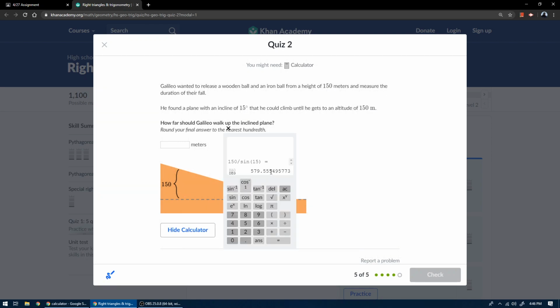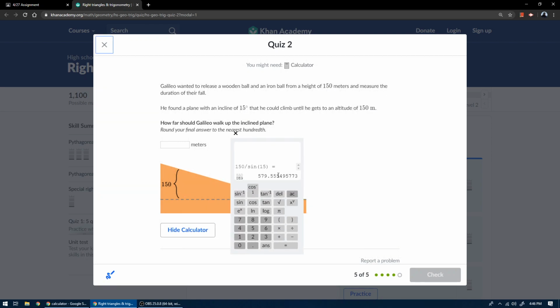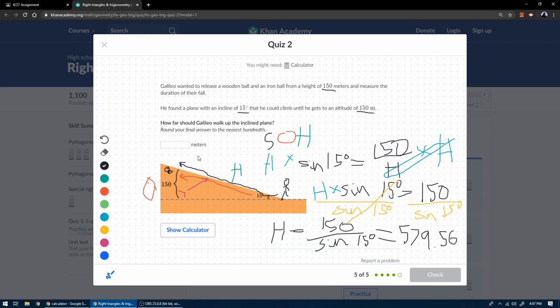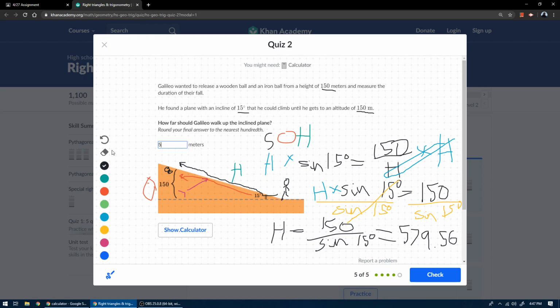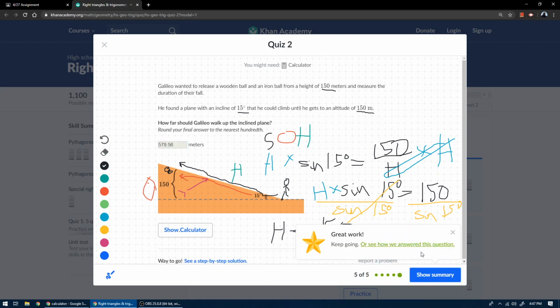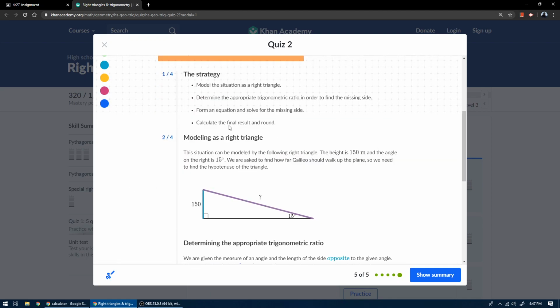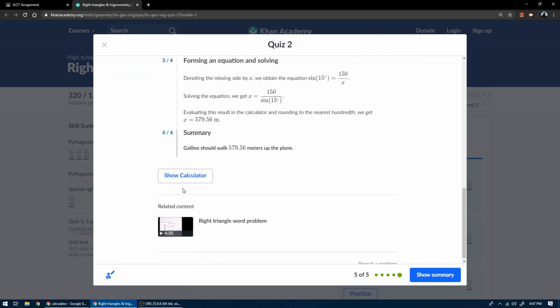I'm rounding up here because this 5 right here rounds this number up. So this will go from a 5 to a 6. So it will be 579.56 meters. And that's our answer. You can also see how they answered it.